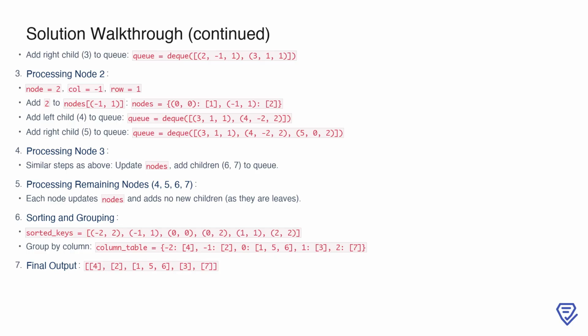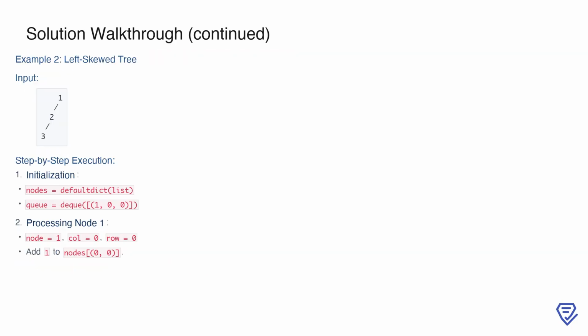Once all nodes are processed, the keys in nodes are sorted first by their column and then by their row. Using this sorted order, we group the values by column to produce the final output of 4, 2, 1, 5, 6, 3, 7. In the next example, we consider a left-skewed tree, where each node has only a left child.